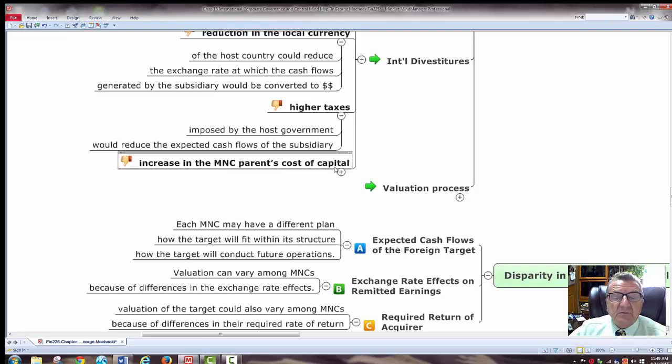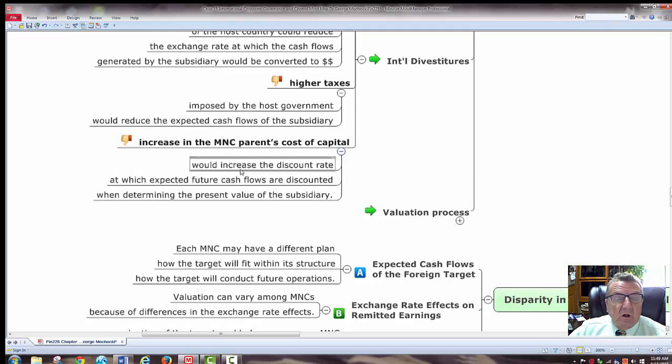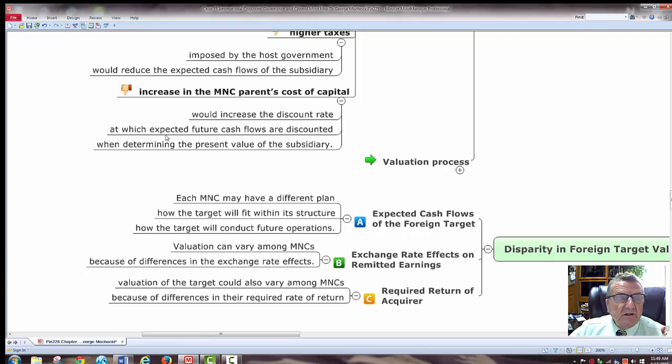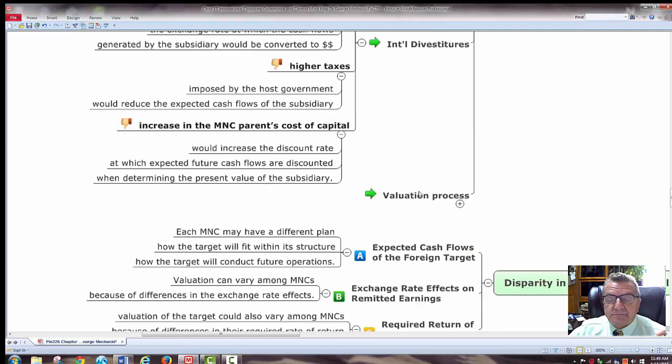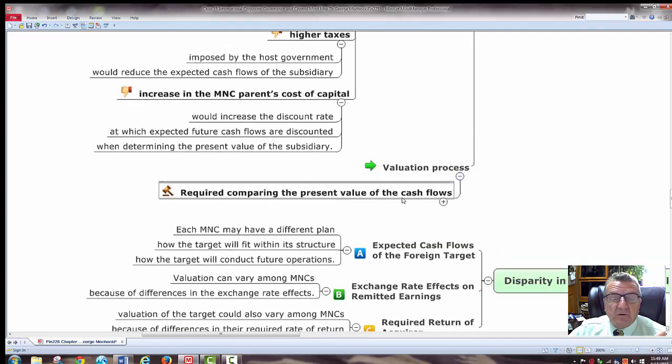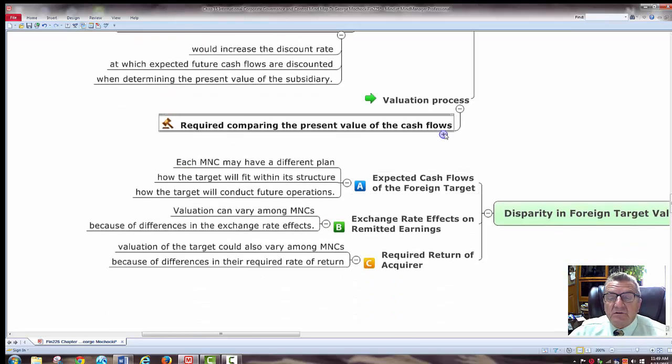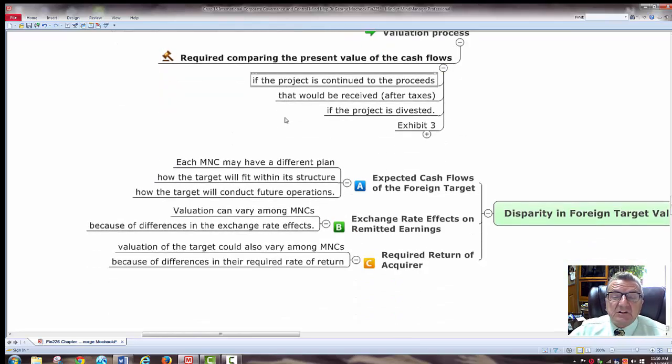An increase in the MNC's parent cost of capital would increase the discount rate at which expected future cash flows are discounted when determining the present value of the subsidiary. Okay? And here's the valuation process required: comparing the present value of the cash flows if the project continued to proceed, against the money I'm getting, received after taxes, if the project is divested.